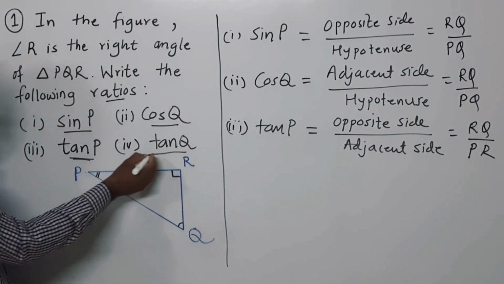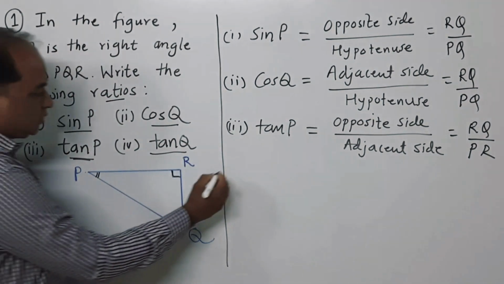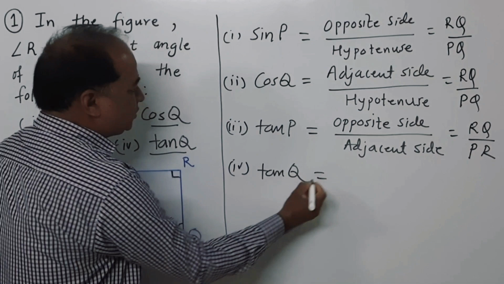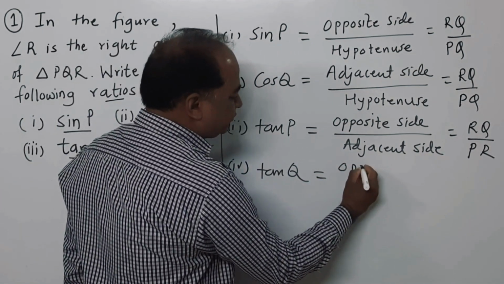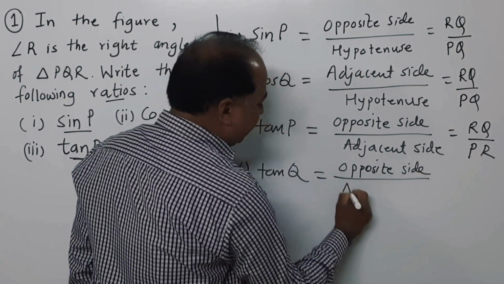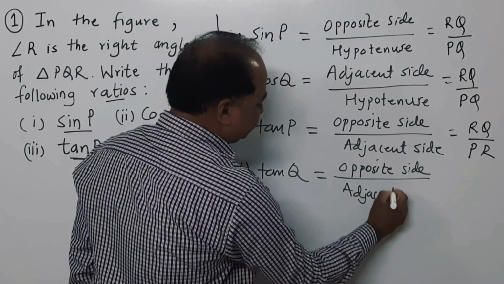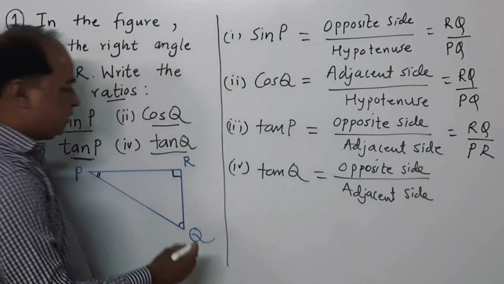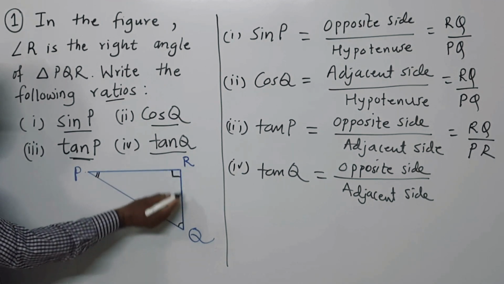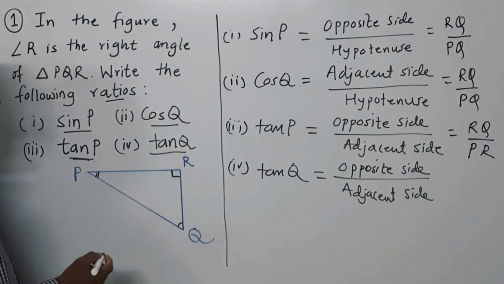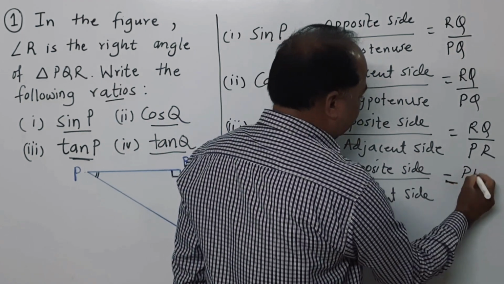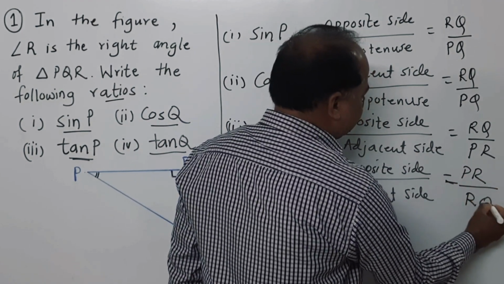Last trigonometric ratio: find tan Q. The trigonometric ratio of tangent, tan Q, is given by the formula opposite side divided by adjacent side. So the opposite side to angle Q is side PR, and the adjacent side is RQ. So tan Q is equal to opposite side, that is PR, upon adjacent side RQ.